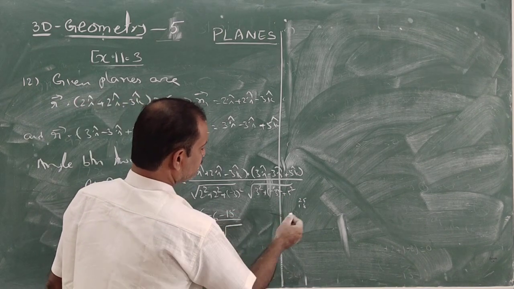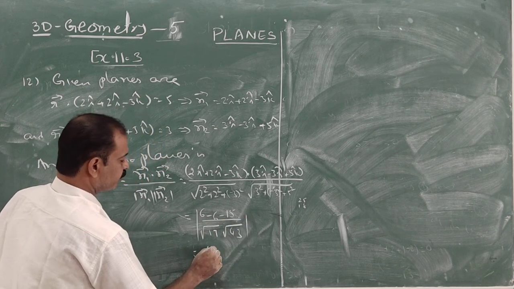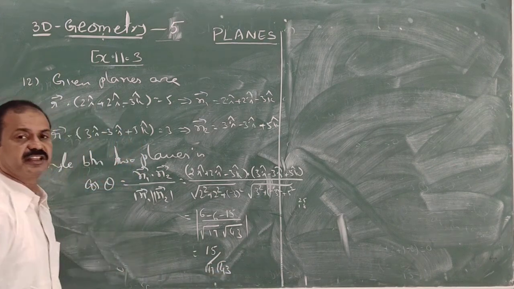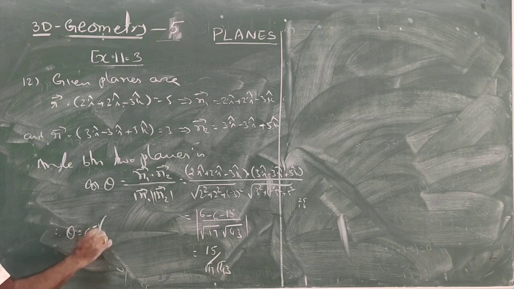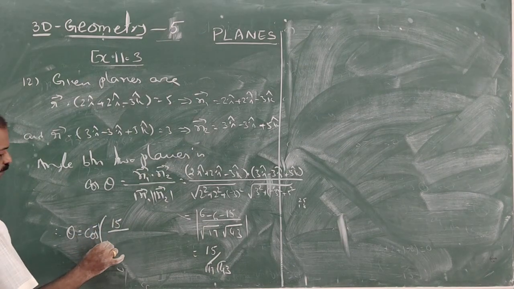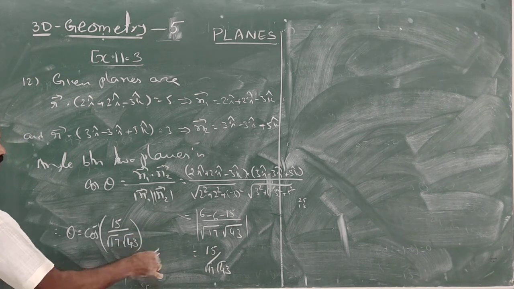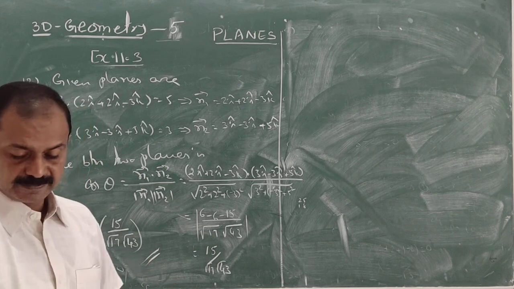So 25 plus 18, this will be 43. Which is equal to 15 by root 17 into root 43. That is the cos theta value. Therefore theta is equal to cos inverse of 15 by root 17 into root 43. That is how to find the angle between them.